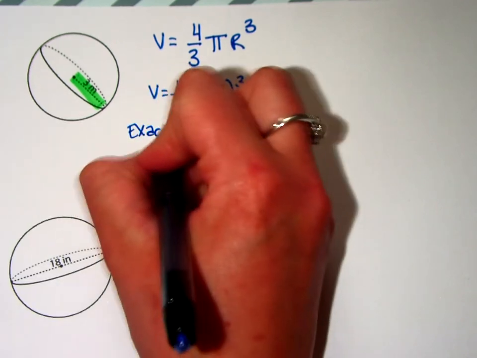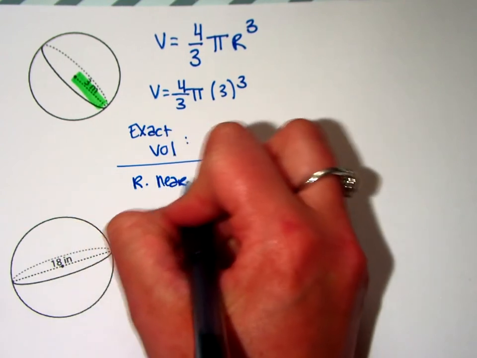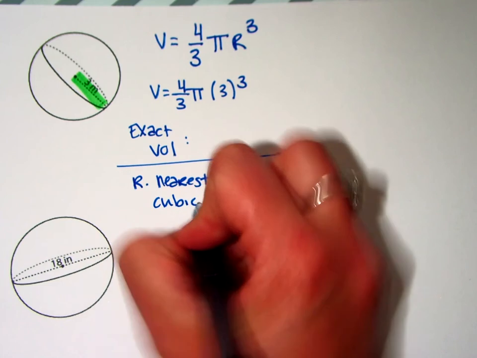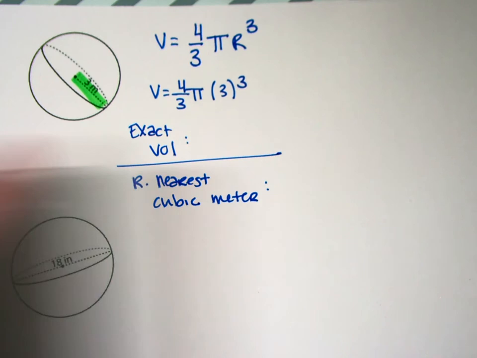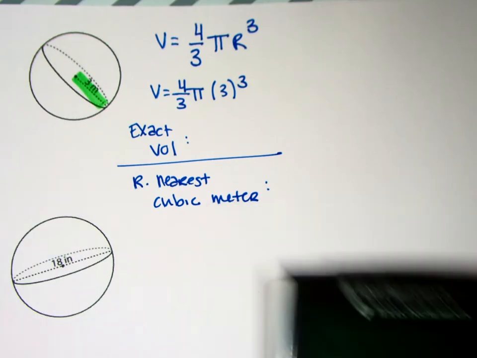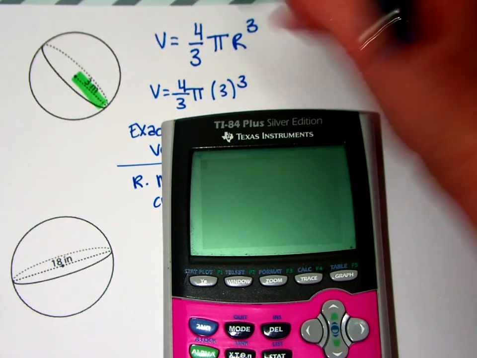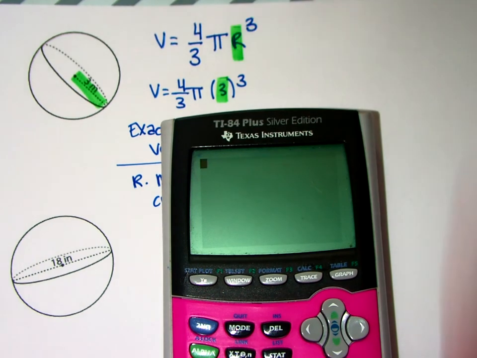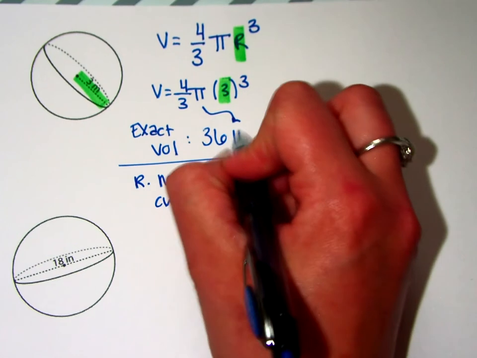We're going to do exact volume, and then we're going to round to the nearest cubic meter. All right, so to calculate this volume, I'm just going to type it in. All I did here was substitute radius with 3. So I'm going to type it in how I see it: 4/3 times 3 to the 3rd power. And I get 36. So my exact volume, I get 36, and I bring down pi.